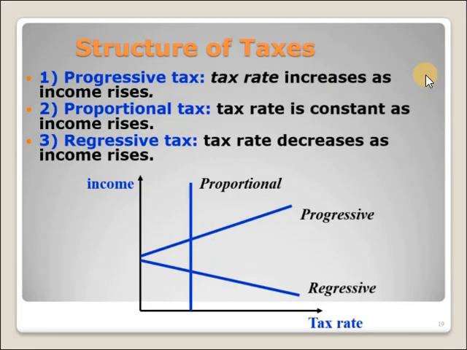Structure of taxes, we have progressive tax, proportional tax, and regressive tax. Progressive tax is the tax rate increases as income rise. So this is income and this is tax rate. When income increase, tax rate will also increase. So it is upward positive. Proportional tax rate is constant as income rises. This is proportional. Okay, regardless how much income you receive, the tax rate paid to the government is just the same. Regressive tax is the tax rate decreases as income rises. So it is downward or negative.